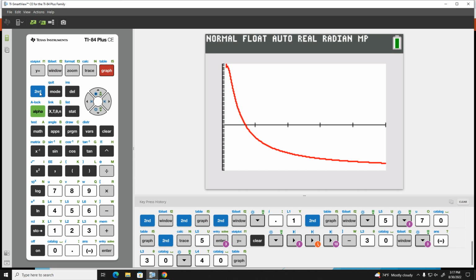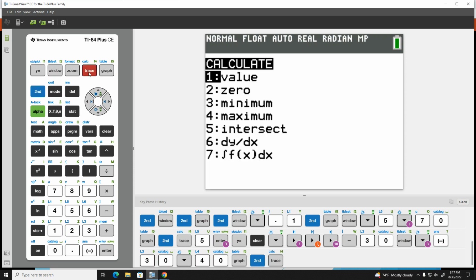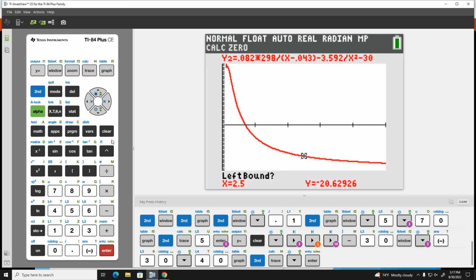So in order to find that, I use second and the trace button, and I pick option 2, find a 0. So enter. Now I do have to interact with the questions here. The first thing it asks me is a left boundary. So I'm going to use my arrow until my cursor is clearly to the left. It also looks like it's above the 0, but it's clearly to the left. That's key. When I'm there, I hit enter. And then I use my right arrow and move my cursor so that it is clearly to the right.